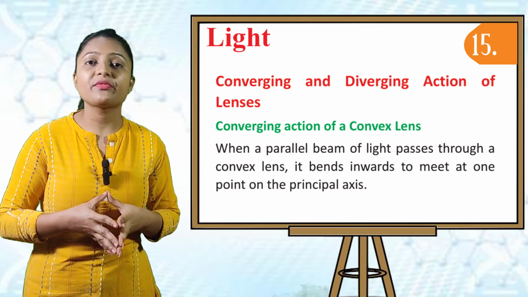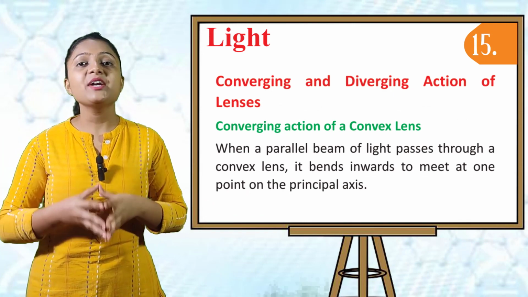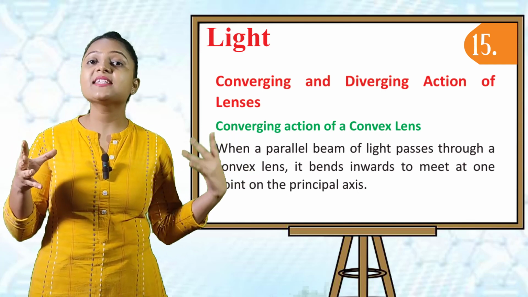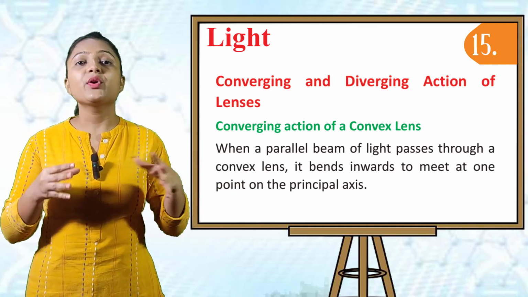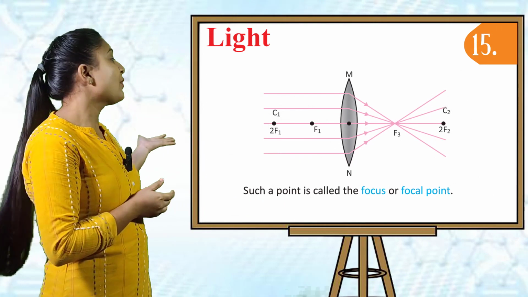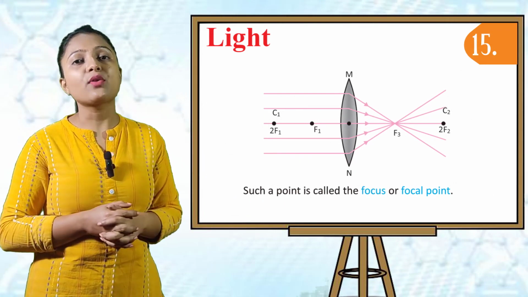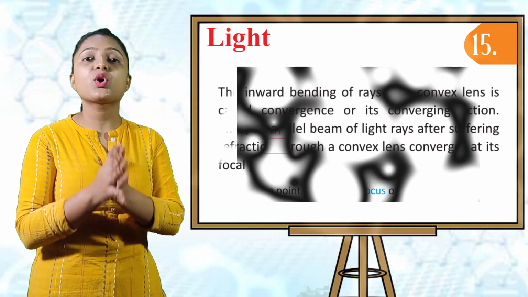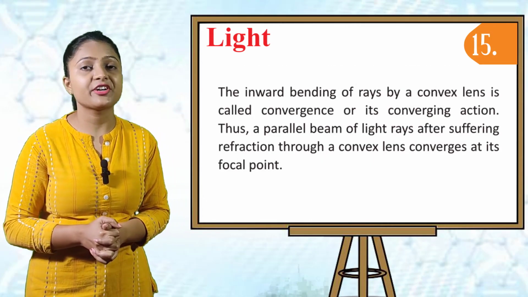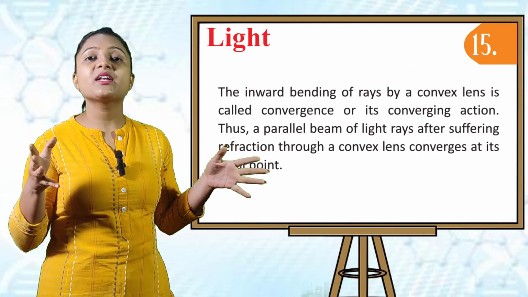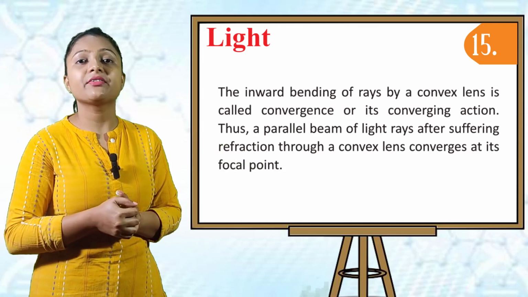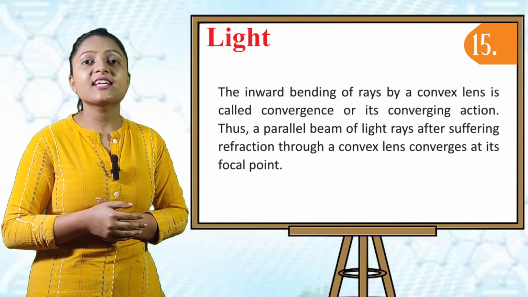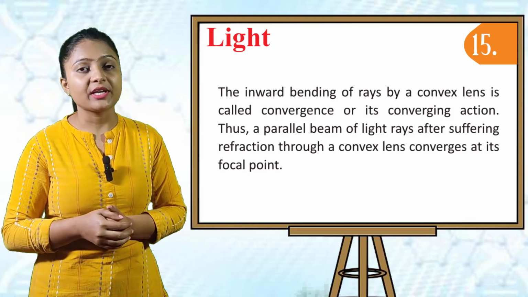Converging action of a convex lens. When a parallel beam of light passes through a convex lens, it bends inwards to meet at one point on the principal axis. Such a point is called the focus or focal point. The inward bending of rays by a convex lens is called convergence or its converging action. Thus, a parallel beam of light rays, after suffering refraction through a convex lens, converges at its focal point.